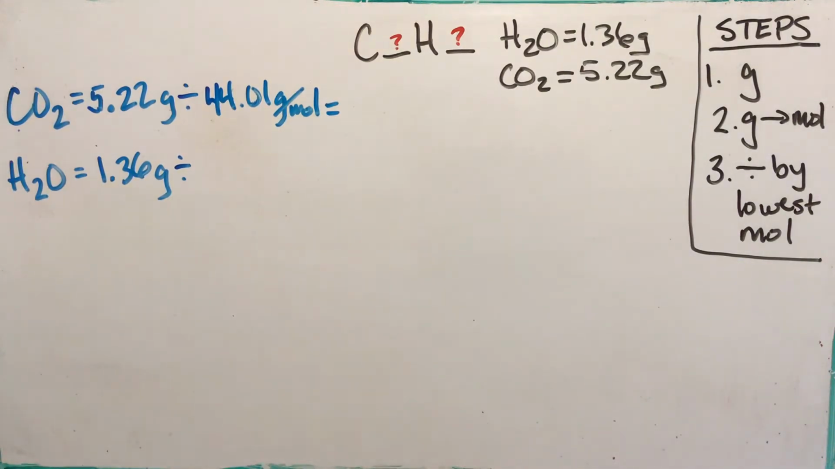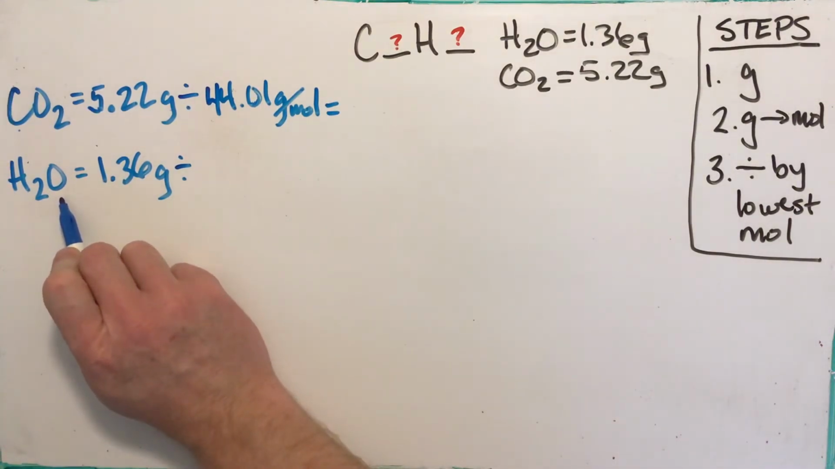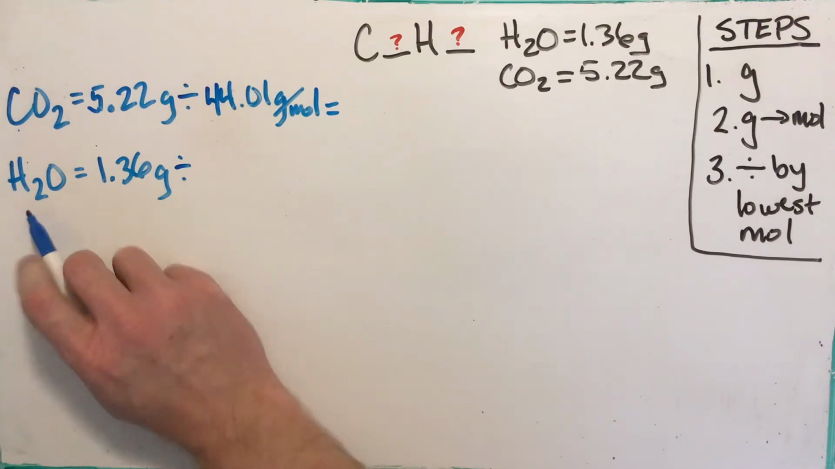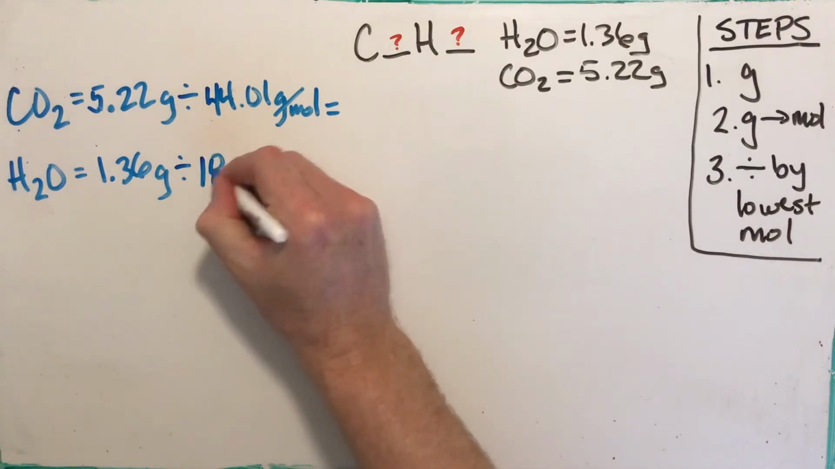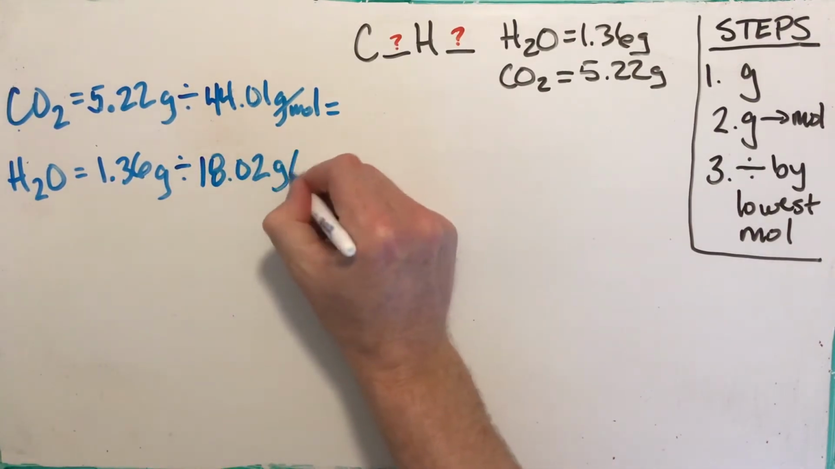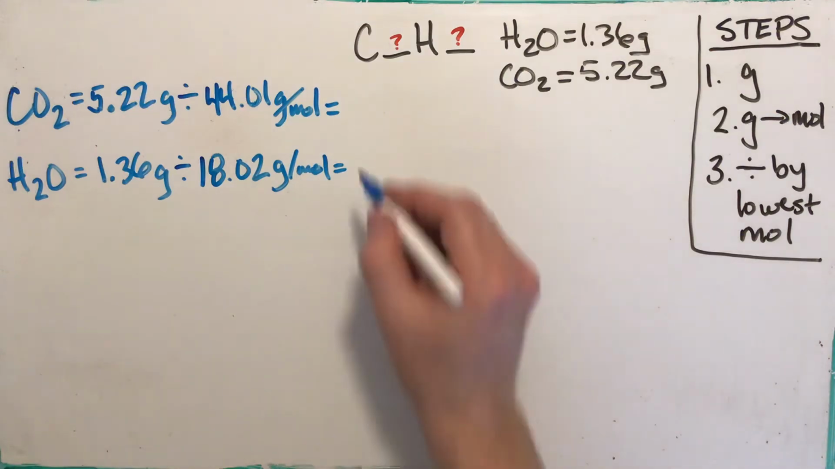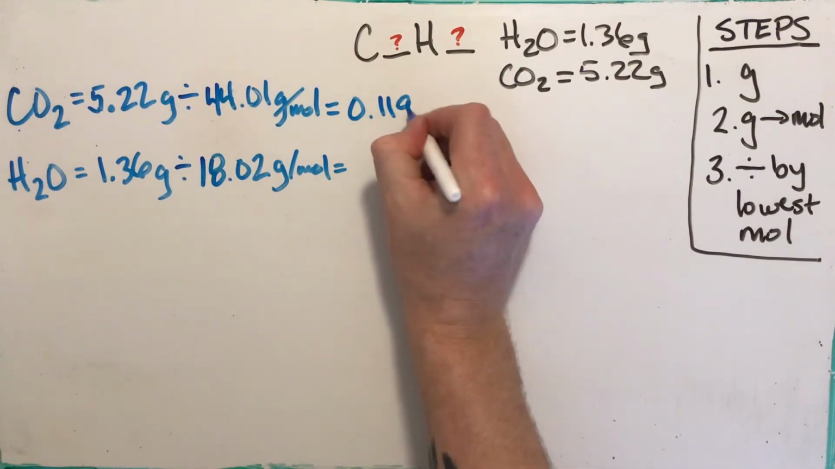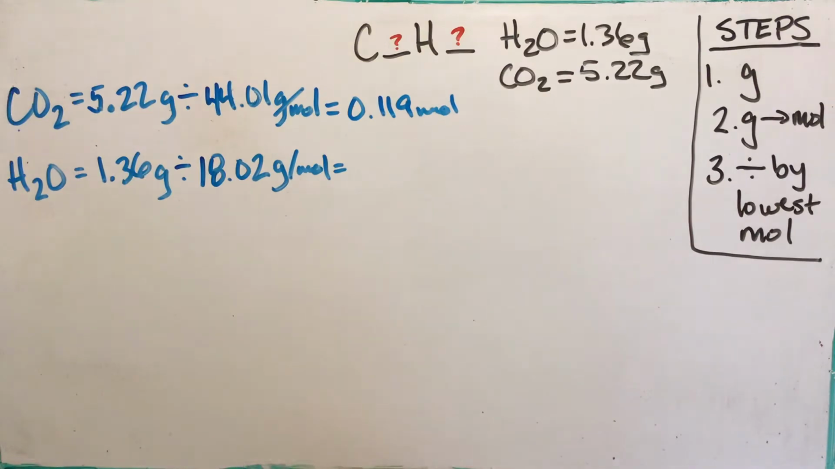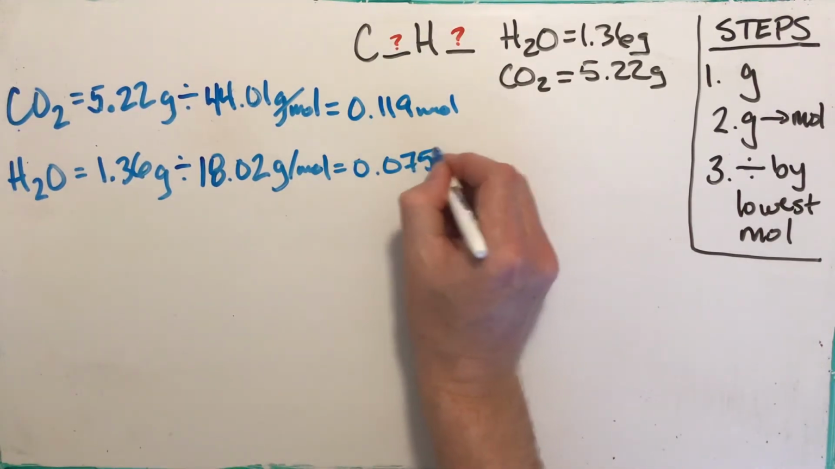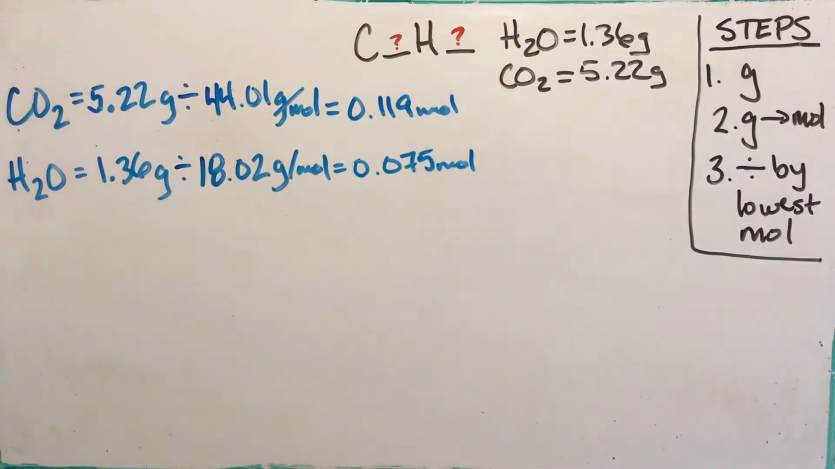All right. Water: I add 16 off the periodic table, the mass of oxygen, plus 2 times 1.01, the mass of hydrogen, and I get 18.02 grams per mole. And then I use my calculator, and they end up being 0.119 moles and 0.075 moles. So there's my 2 molar amounts.